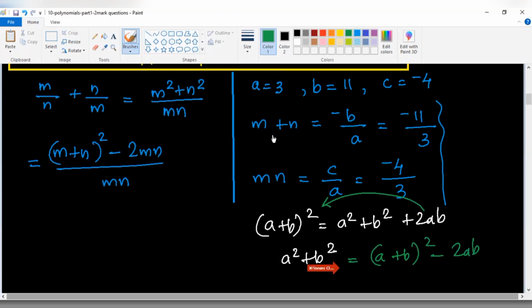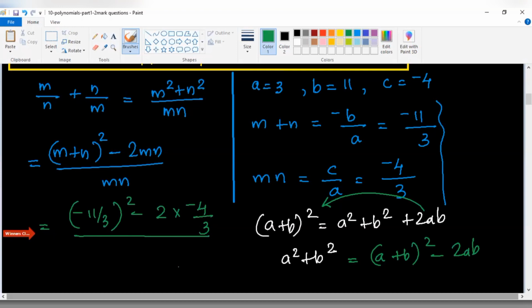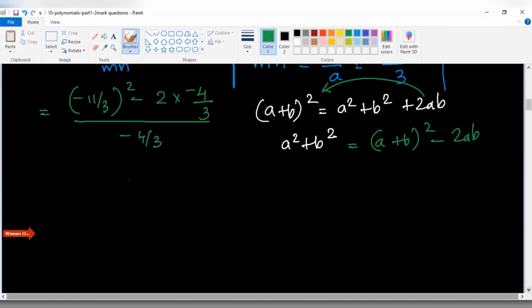Now we know the value of m plus n and mn. We can put these values in this. So (m plus n), which is minus 11 by 3, the whole square minus 2mn, 2 into minus 4 by 3, divided by mn, minus 4 by 3. This is our final answer. So minus 11 by 3 the whole square, minus 11 by 3 into minus 11 by 3.